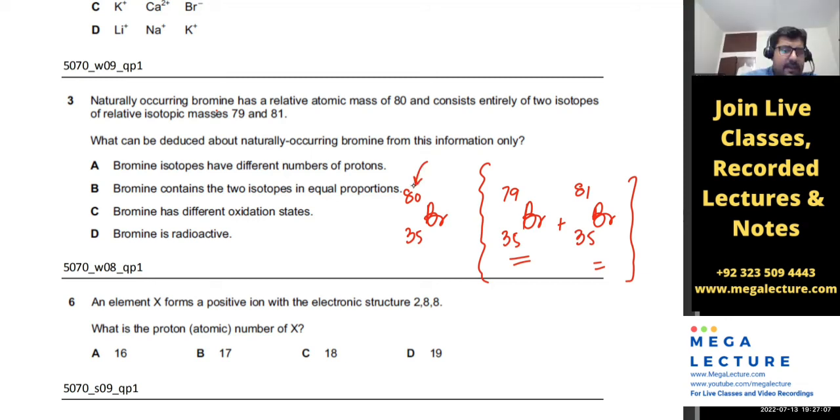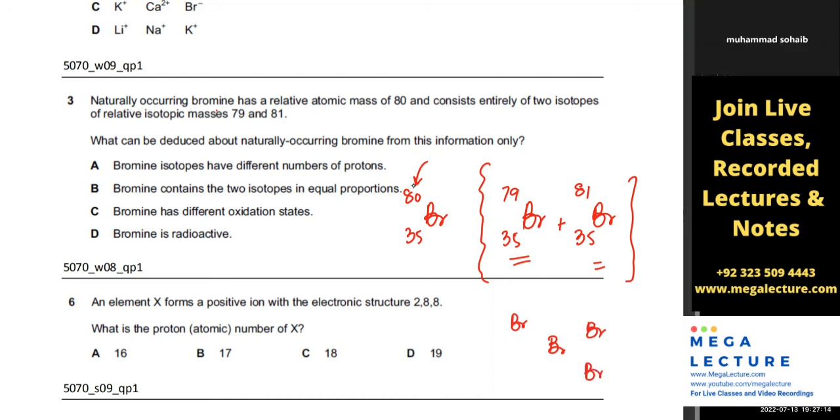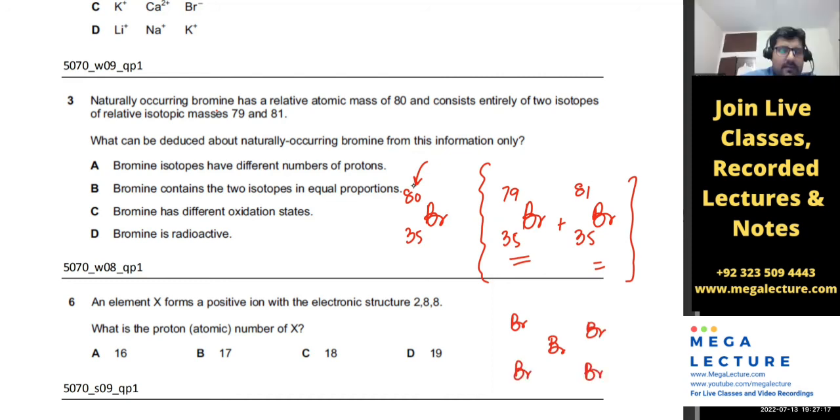Any idea? Let's say I've got a box and that box contains bromine atoms, right? So let's say I bought a box of bromine atoms. Now there is no bromine at 80. Bromine either has a mass of 79 or it has a mass of 81. So some of the bromine atoms have a mass of 79, some of them have a mass of 81.